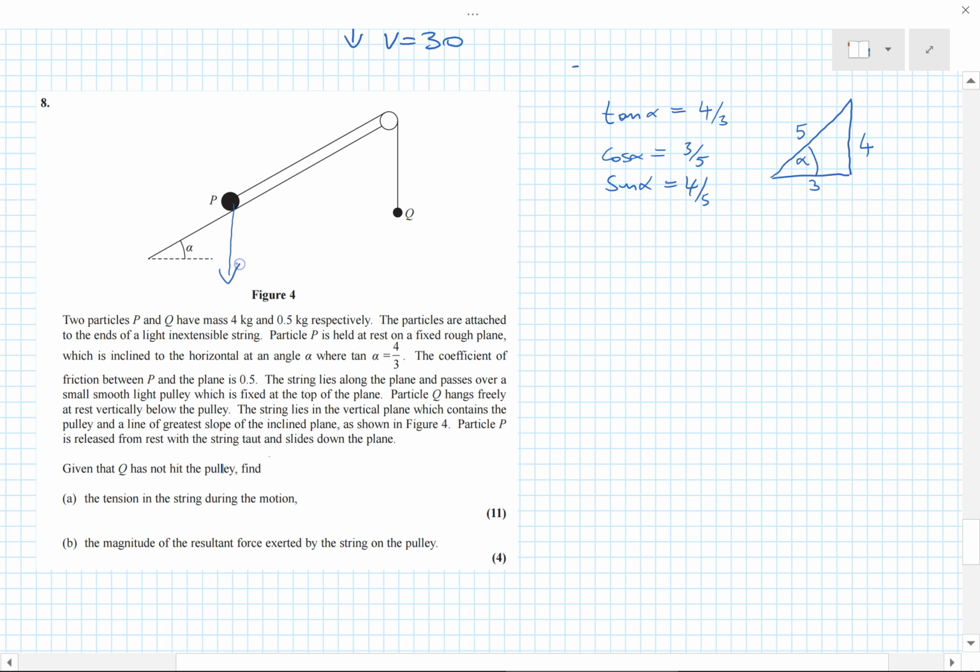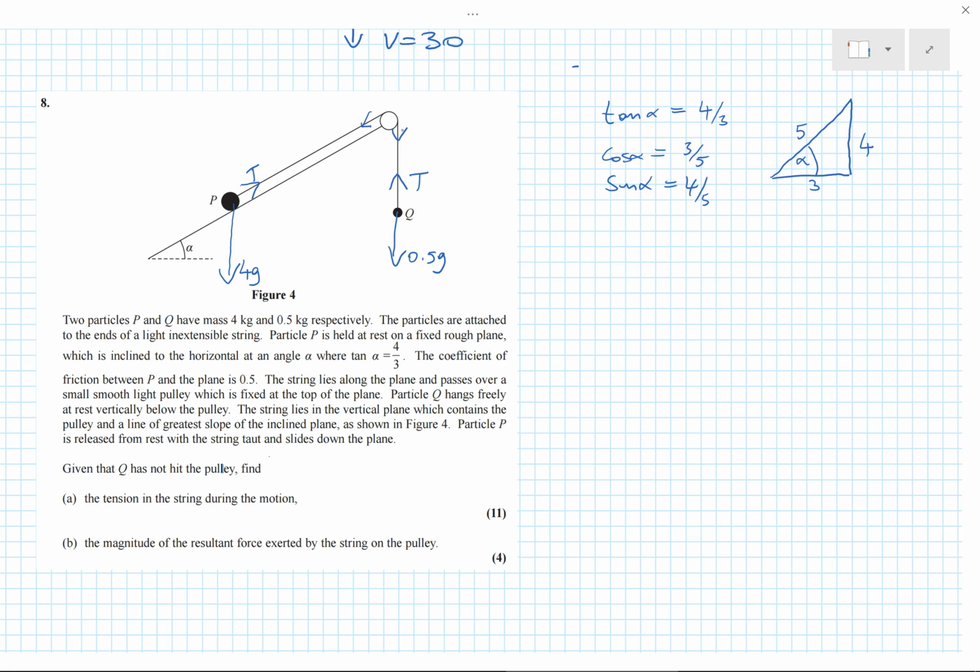Right, now it tells us the masses of these two things. The mass of P is 4 kilograms, so the weight is 4g, and the mass of Q is 0.5 kilograms, so the weight is 0.5g. And then we've got tension the same throughout the string, because the pulley is smooth. There will be a tension pulling back on that, which will go towards part B, but let's leave part B for the moment. So we've got tensions going in that direction.